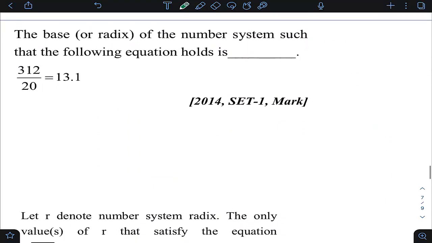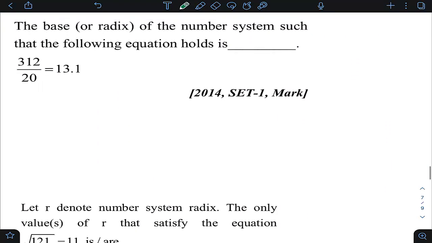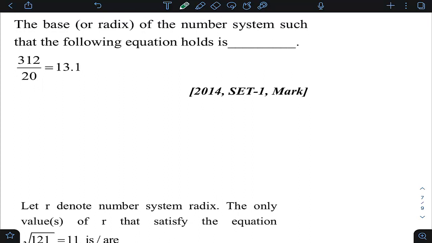So let us solve this question, students. This is again a question from CS GATE 2014. The question is: the base or radix of the number system such that the following equation holds is. So this is an equation in some base. So what is that base? Because we don't know the base, let us assume that the base is B.